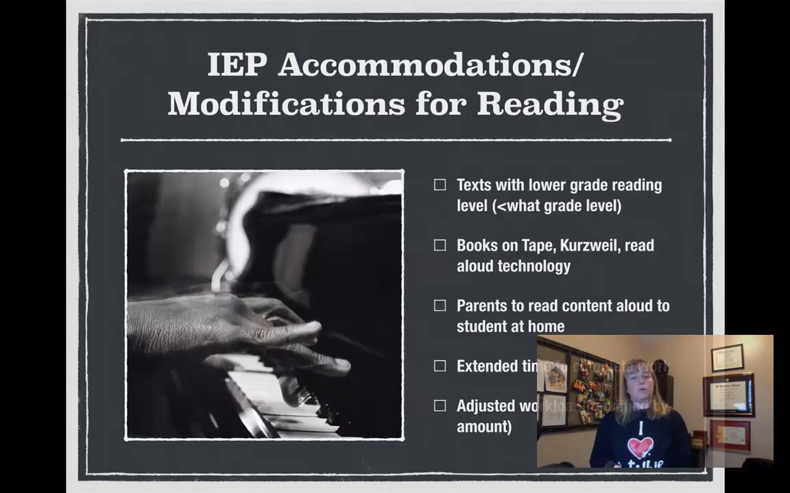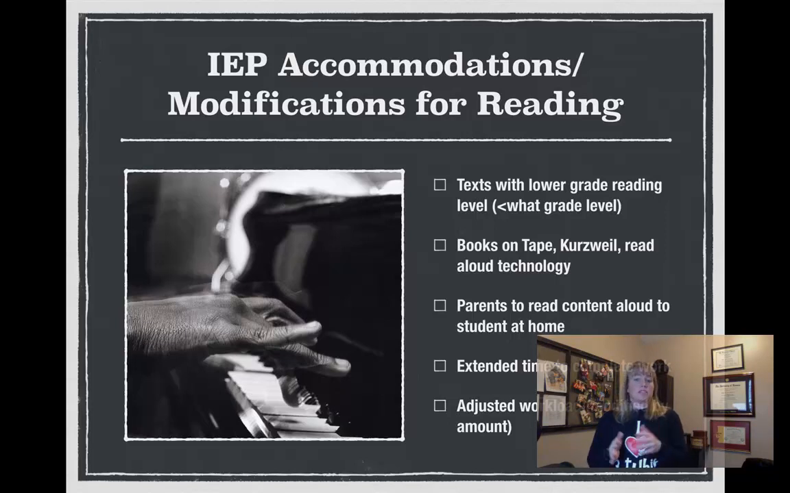The other thing that's really important as we're developing those IEPs is looking at accommodations and modifications for reading. So what can we list for these students that have a real reading deficit? One of the things we can do is say that we need to have text with a lower grade reading level. And we can identify what that reading level would be. Okay. We can include in the accommodations and modifications books on tape, read aloud technology, ebooks that will read aloud to them, any of those things where we're really using technology. You would also want to include that as part of an assistive technology plan within the IEP.